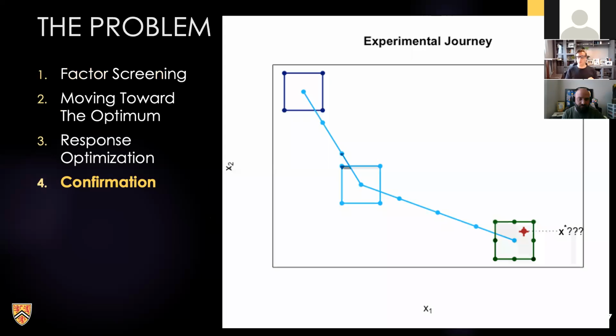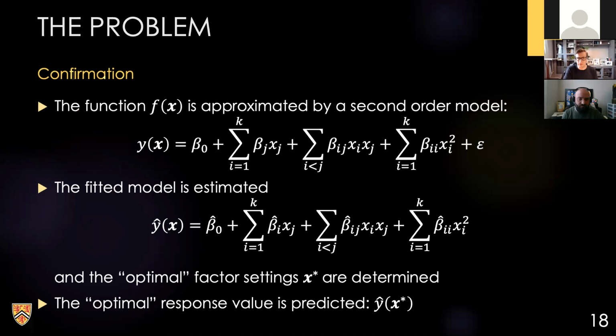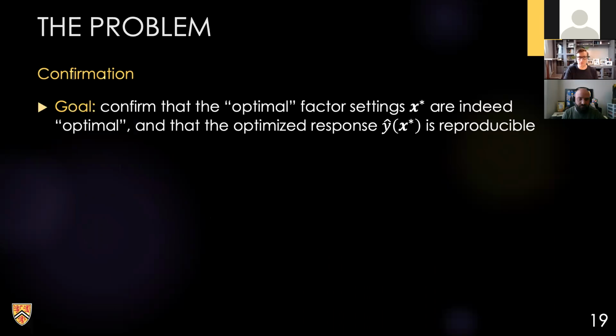And one thing that I think we should acknowledge is that it's very unlikely that that red point, X star, will just happen to be one of the points that we explored in an experiment. It's very unlikely that it is an actual design point, meaning we don't actually have response observations at that position. All we have is a prediction from a model. And so we want to, in some sense, confirm whether or not that prediction is reasonable.